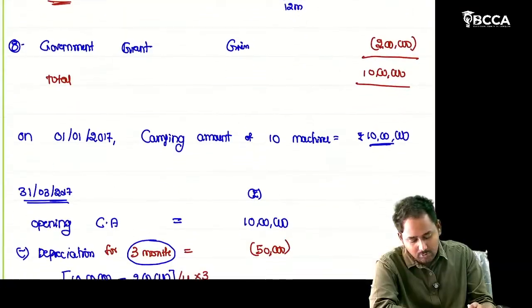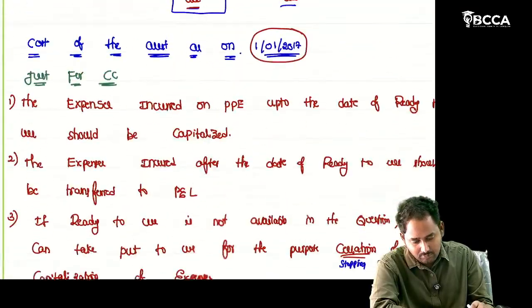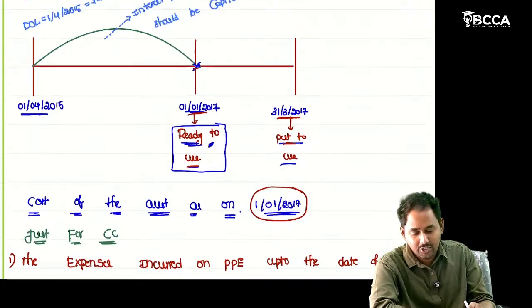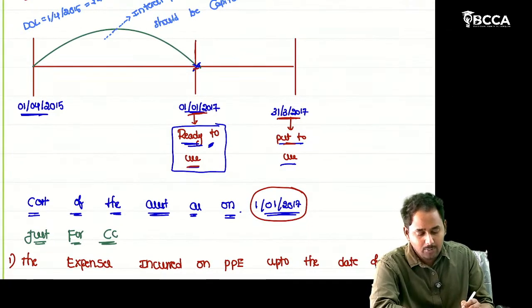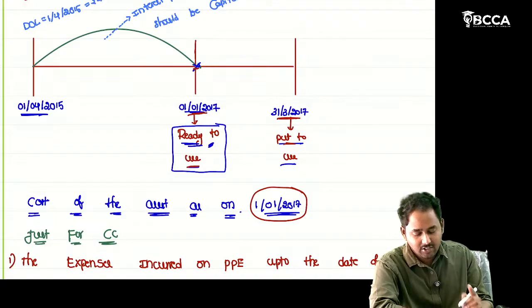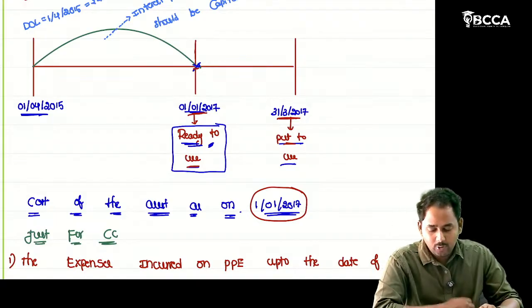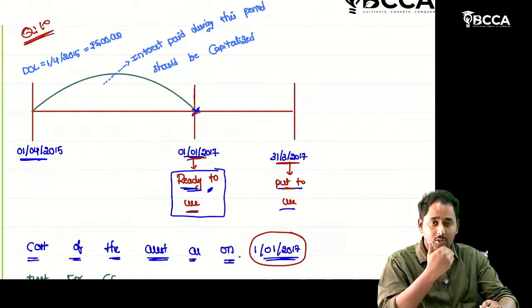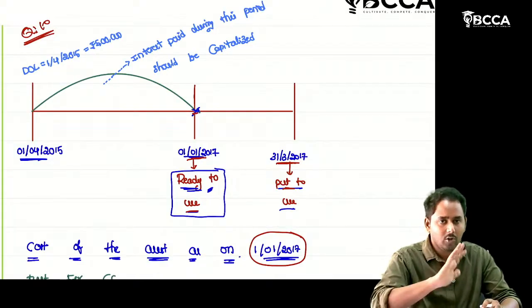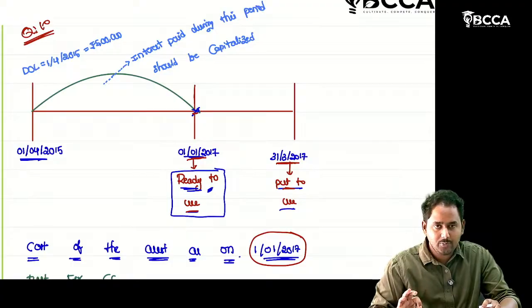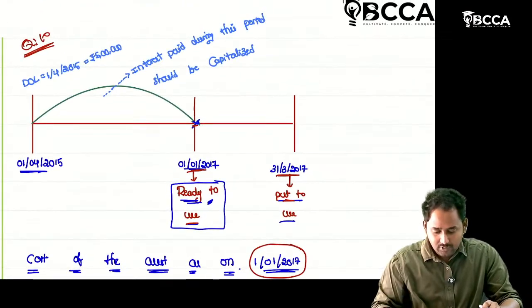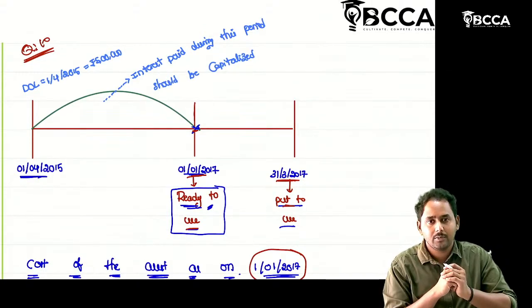So there are two dates, right? Ready to use is there and put to use is there. Ready to use is 1/1/17 and put to use is 1/4/17. First thing, I should include the interest cost in the cost of the asset. Assume the loan amount was spent on the qualifying asset. So the interest cost should be added to the cost of the asset.